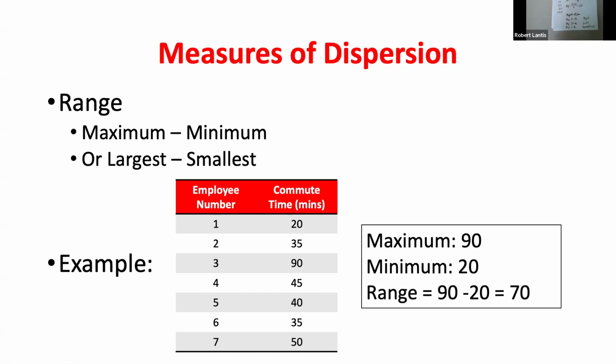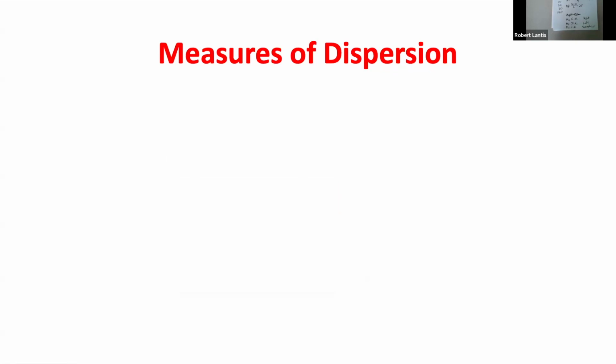The range is just a nice quick look at how much variation there is in the data. If I looked here and the commute time range was 70, I'd think, oh, some people have a lot shorter commutes than others. 70 minutes is an hour. If I had a range of 20, that's telling me that people have pretty similar commute times.